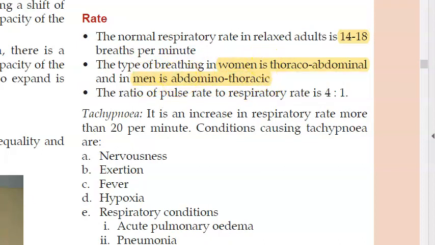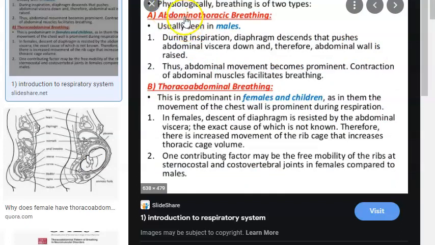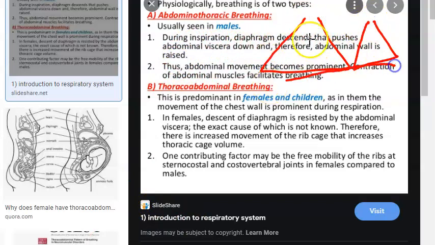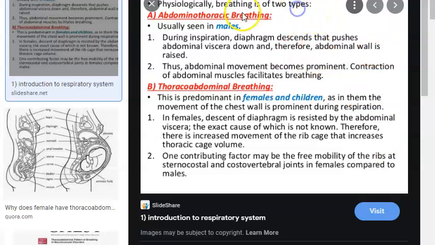Now, how do you understand this? It is abdominothoracic in males, right? What happens in inspiration, the diaphragm descends, right? The diaphragm goes down because you can take in more air, and it pushes the abdominal viscera down. So the abdominal wall is raised. Let us say these are the lungs and here's your diaphragm. When you breathe in, the diaphragm gets pushed down and the abdominal viscera also goes down and the abdominal wall is raised. Thus, abdominal movement is more prominent in males, okay?